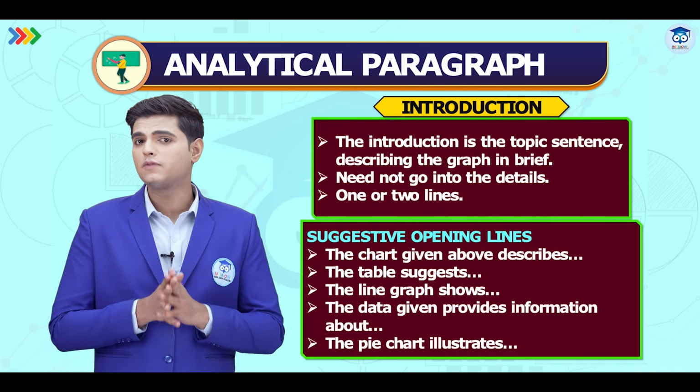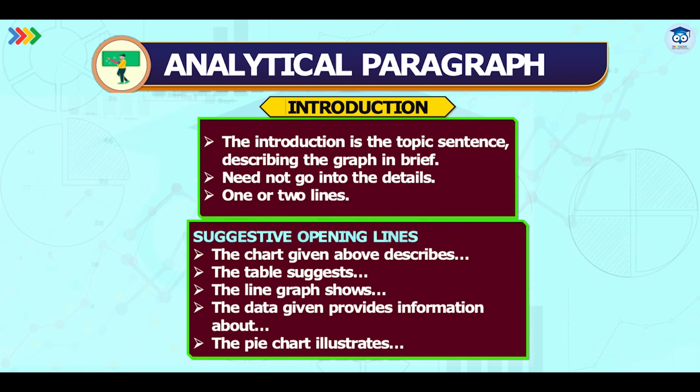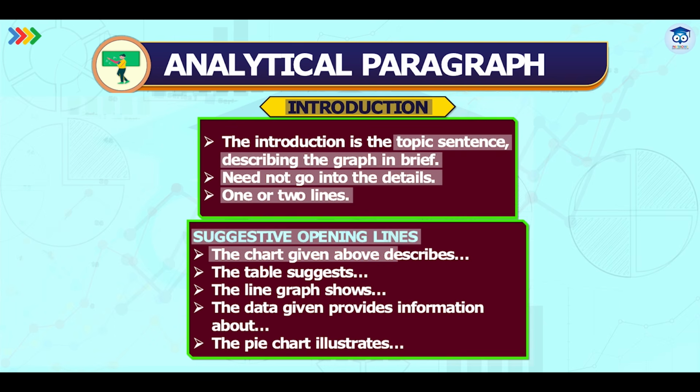Now that we know what kind of data we might receive, let's talk about how to begin writing. When writing the introduction of an analytical paragraph, remember that it acts as the topic sentence and describes in brief about the graph. You should not go into the details at this stage. Keep it limited to 1 or 2 lines. Some useful suggestive opening lines include phrases like "the chart given above describes," "the table suggests," "the line graph shows," or "the pie chart illustrates." These lines set the stage for the detailed analysis to follow.